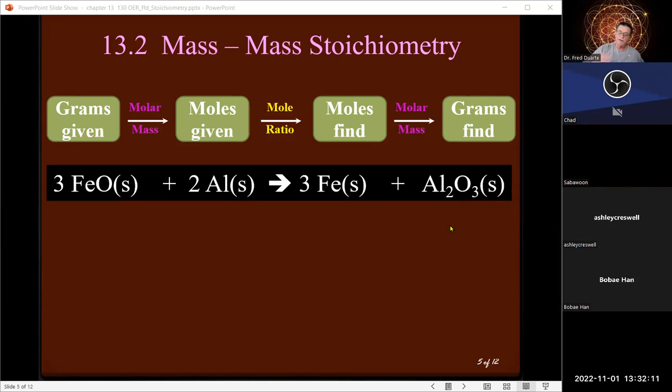Okay, let's take this example here. We have iron 2 oxide reacting with aluminum to give us iron plus aluminum oxide. Can anybody tell me what type of reaction this is?